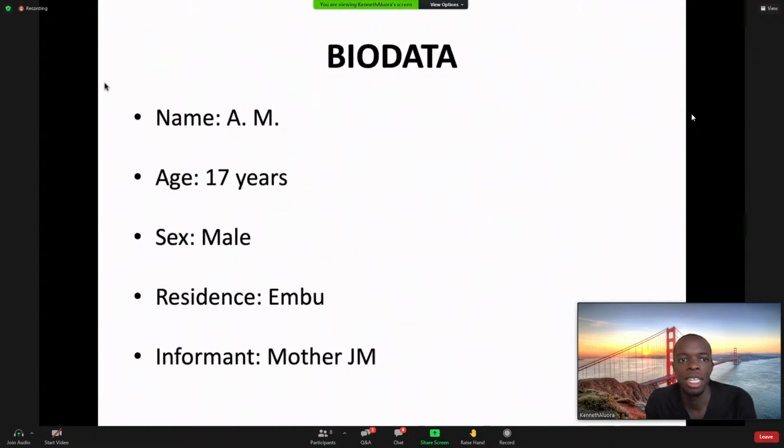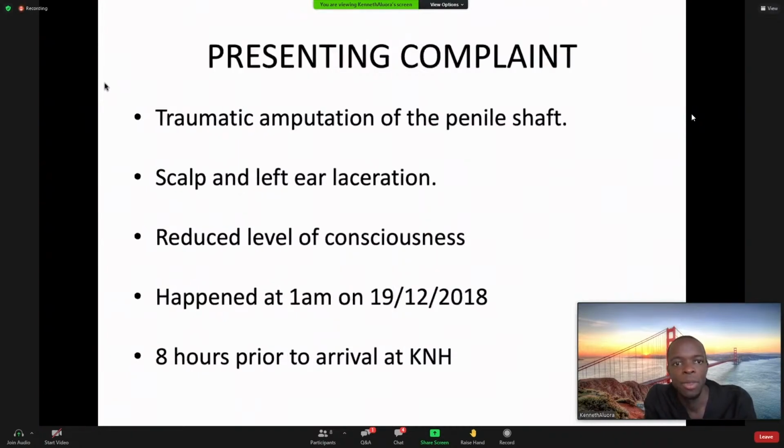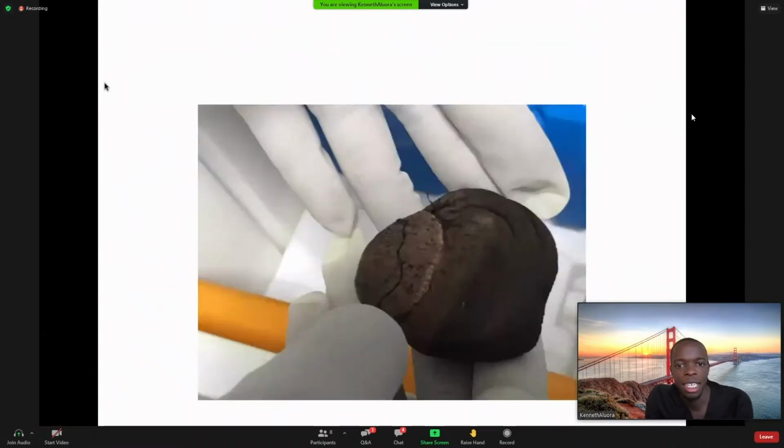My name is Dr. Alvara, as has been mentioned. We received a patient, AM, a 17-year-old male from Embu, who came with the mother, who was the informant. The patient had sustained traumatic amputation of the penile shaft, also had scalp lacerations, and laceration at the left ear. There was reduced level of consciousness, and this happened at 1 a.m. on the date said, and he came to Kenyatta 8 hours prior to arrival at KNH.